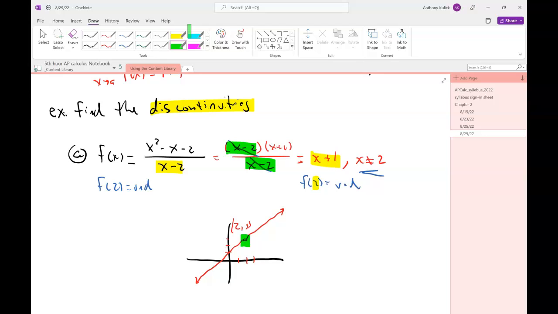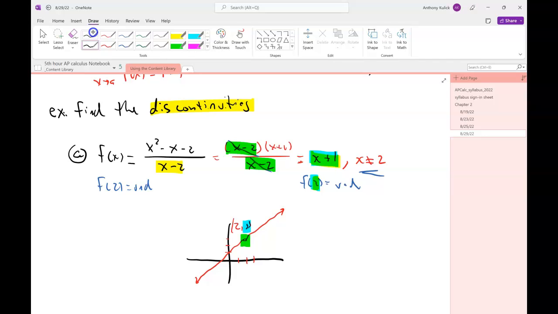So to find the location of that hole in my graph, I can take the value of the discontinuity, which was 2 in this case, and then plug it into the reduced version. That gave me the y coordinate. I understand. Does that all feel okay? So clearly here we have a function that's discontinuous at x equals 2, since 2 is not in the domain of the function.